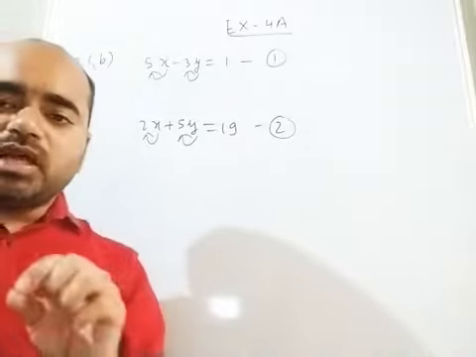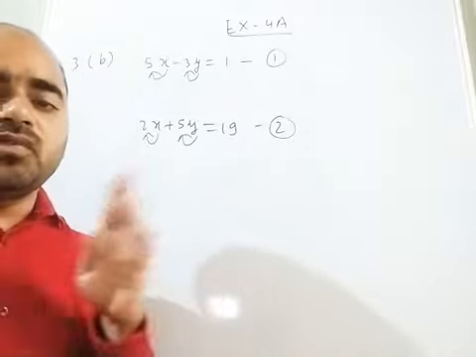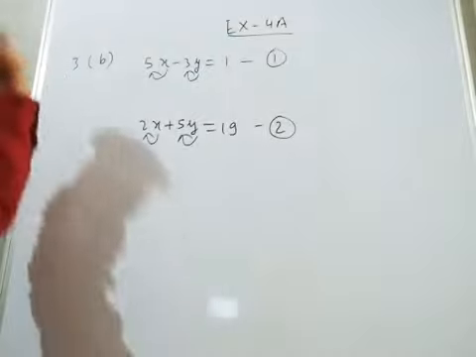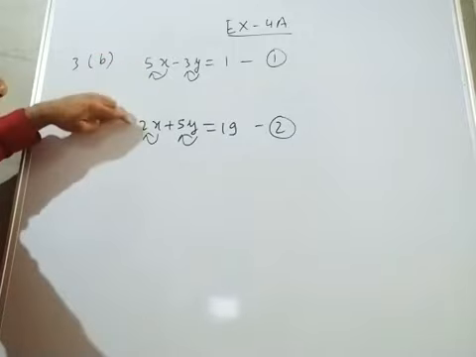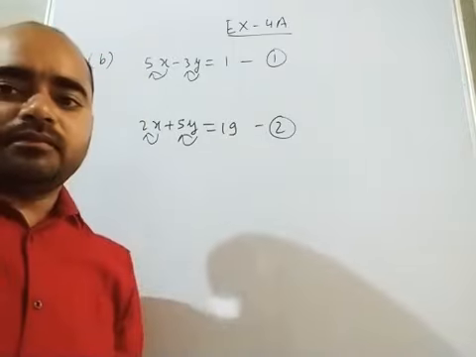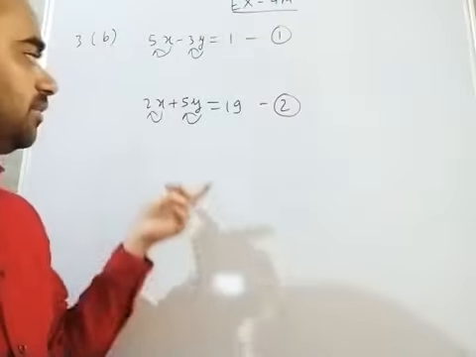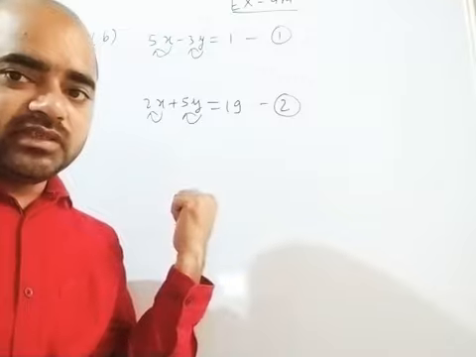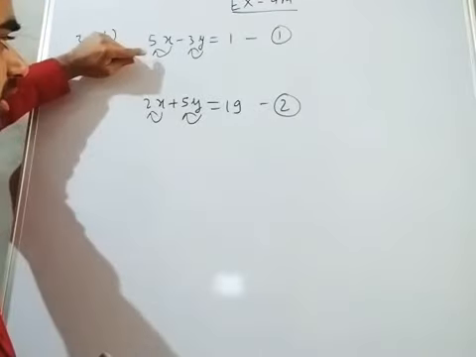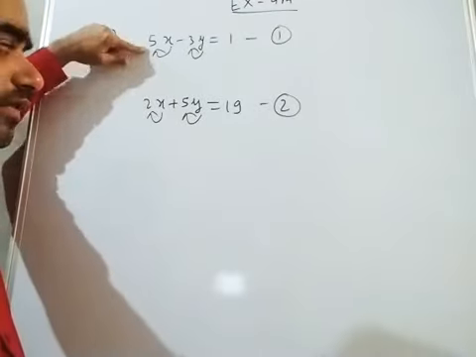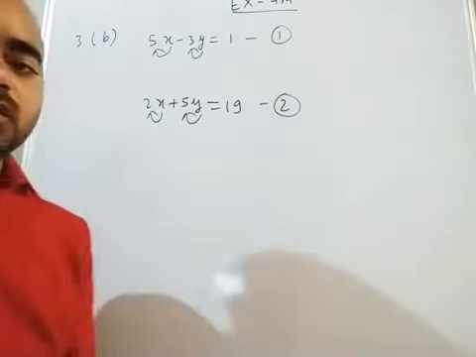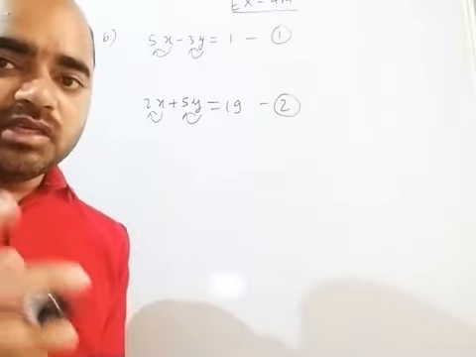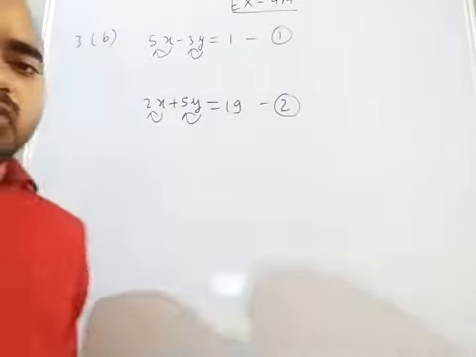Now choose any one variable and we have to equate the coefficients of that variable in both the equations. First we will decide the variable. Now I have decided the variable x. For x, in the first equation the coefficient is 5. In the second equation the coefficient is 2. Now we have to equate the coefficients. It means we have to make the coefficients same. Here 5, here 2. How to make the coefficients same?